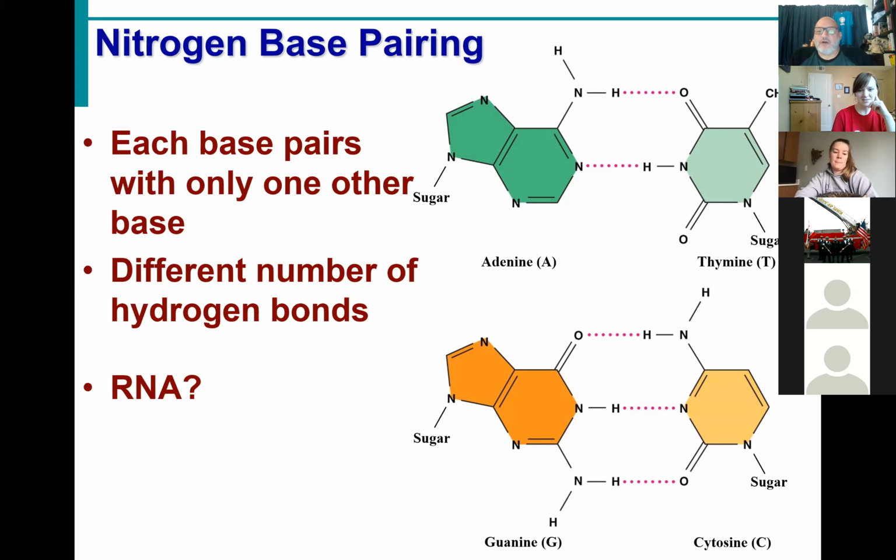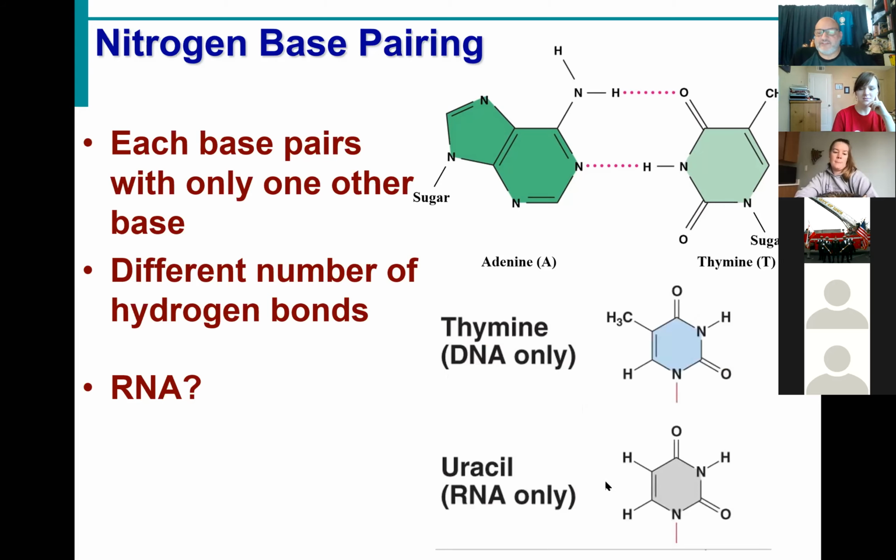Excellent. Now, notice as we talked about, uracil looks exactly like thymine, or very similar, not identical, but very, very similar. And so not surprisingly, it's the one that matches up with adenine when we are making RNA.